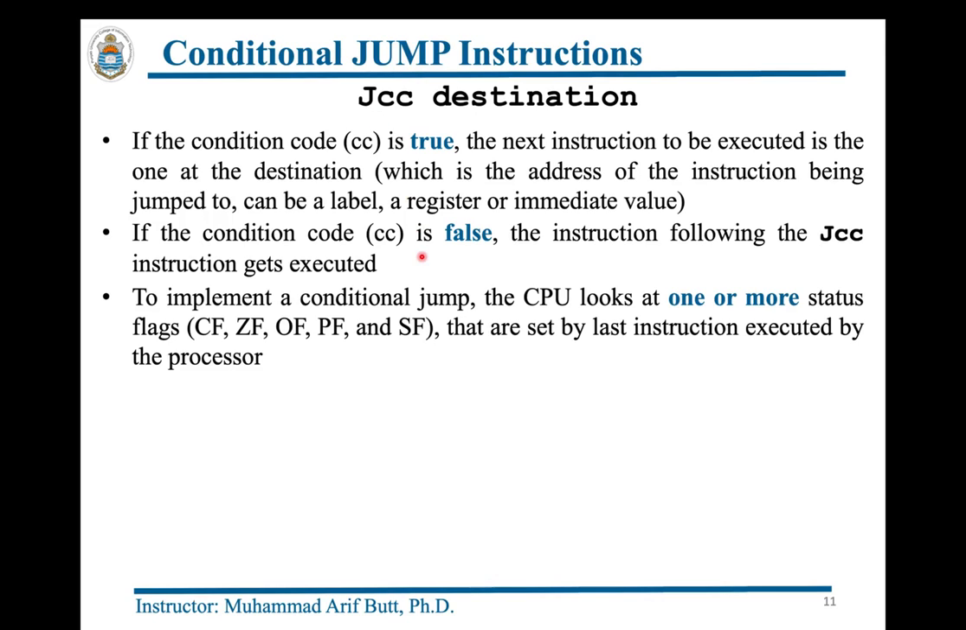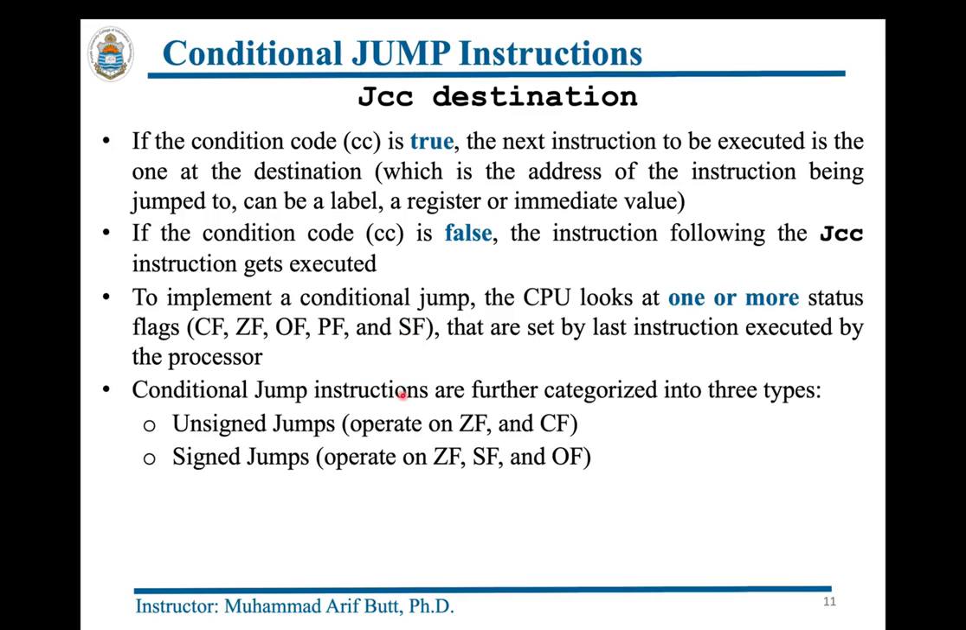To implement a conditional jump, the CPU looks at one or more status flags, the carry, zero, overflow, parity, and the sign flag, that are set by the last instruction executed by the processor. And the conditional jump instructions are further categorized into two types, not three exactly: unsigned jumps and signed jumps. Unsigned jumps operate on zero and the carry flag, and the signed jumps operate on zero, sign, and the overflow flag.